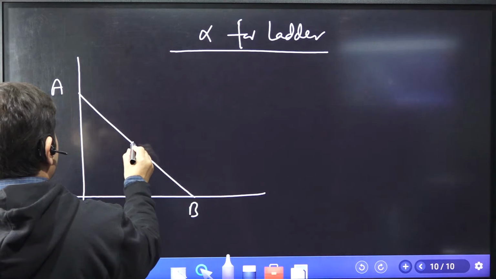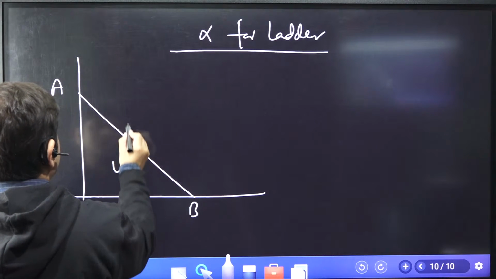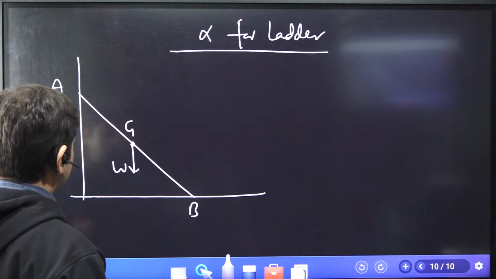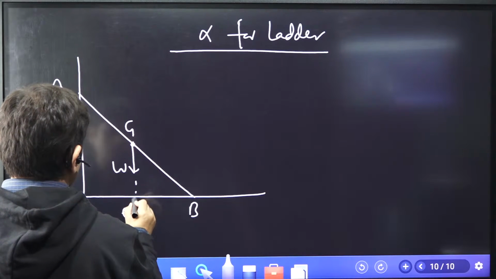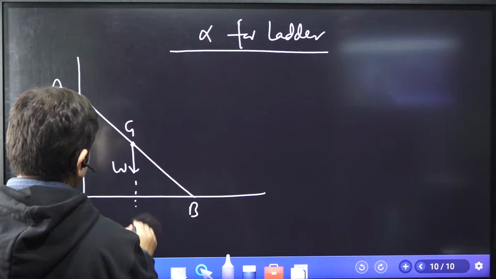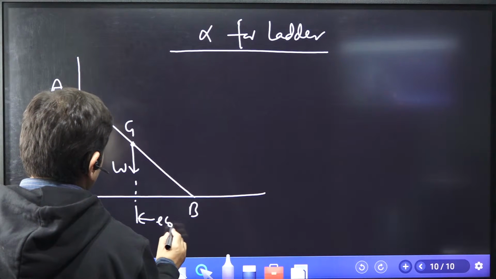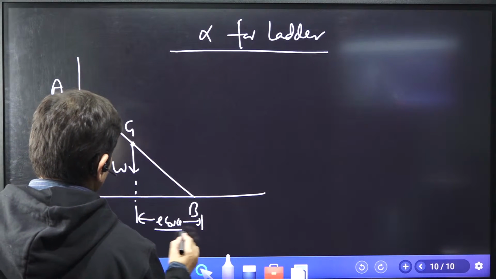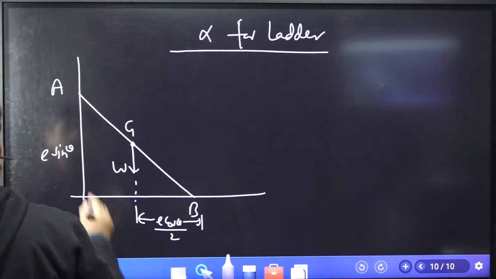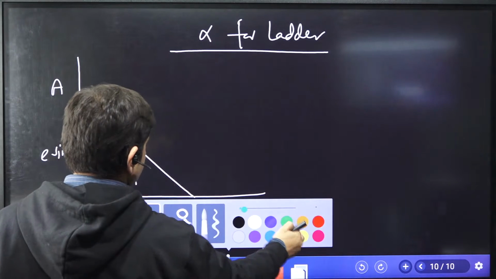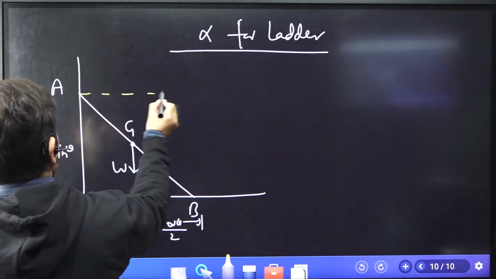Okay, now let me make this particular diagram here. Because of its weight W, which is located at centroid G, this distance is L cos theta divided by 2, and the total is L cos theta. This is L sin theta. And now this one is the I center for the ladder.